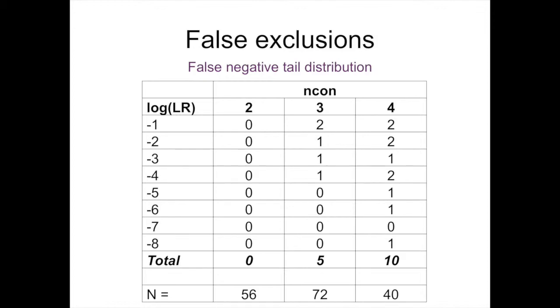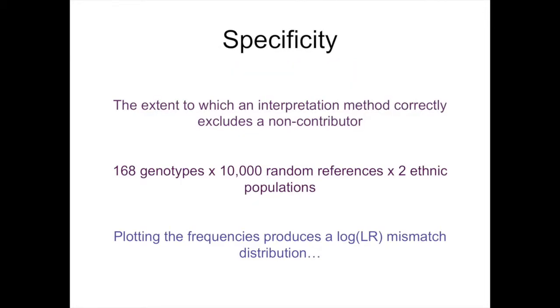uncertainty in the data. We also examined TrueAllele specificity, and here we define specificity as the extent to which an interpretation method correctly excludes a non-contributor. So to look at this, we took those 168 genotypes, compared them to the 10,000 random non-contributor reference genotypes from the two ethnic populations used in the study, which were the Australia National Caucasian and the Australia National Asian databases.